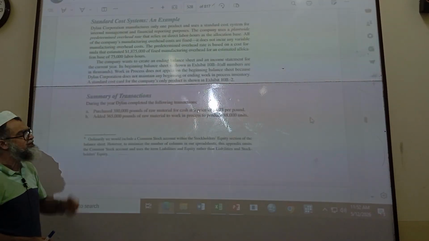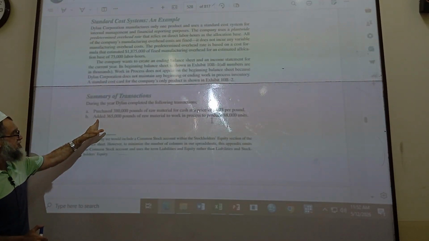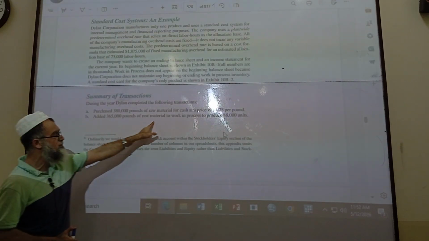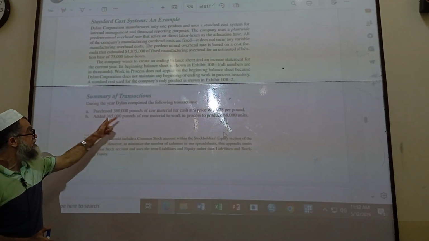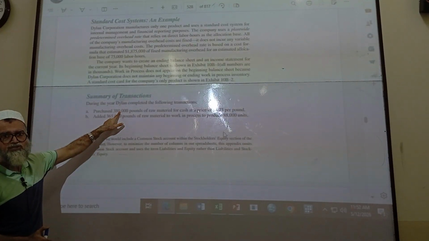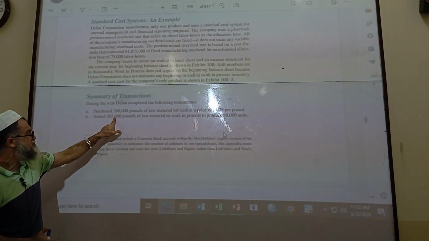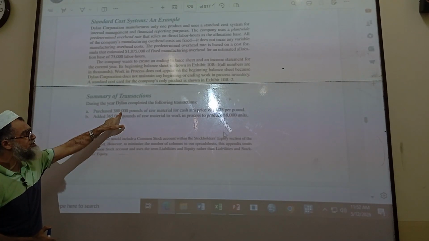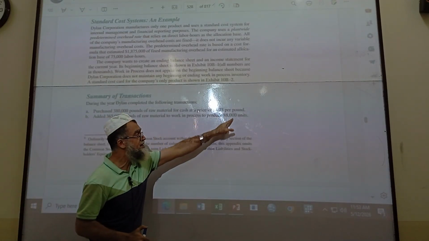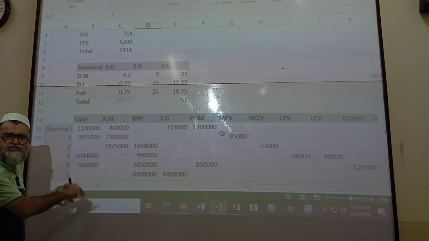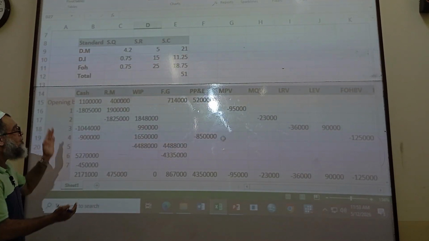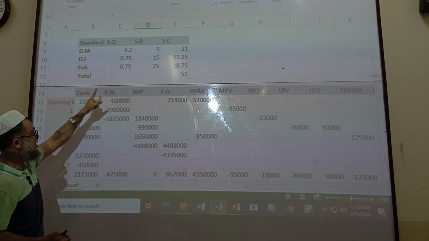Now for the second variance, you need to look at the consumption. It says added 365,000 pounds of raw material to work in process to produce 88,000 units. Now this is the material consumption, and it is different from material purchase. So you need to keep this in mind, that this is 360,000, whereas you purchased 380,000, and this is for 88,000 units. Now if you know the formula, you need to calculate the variances first if you want to do it manually, or you can do it over here using the standard cost card.